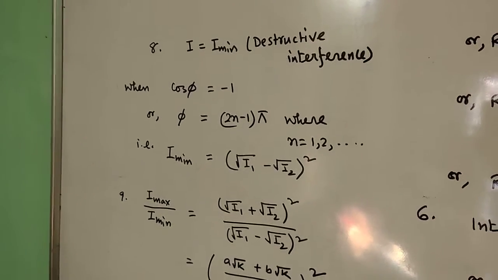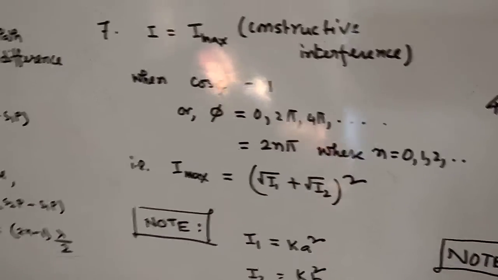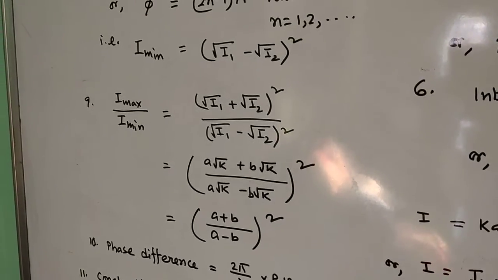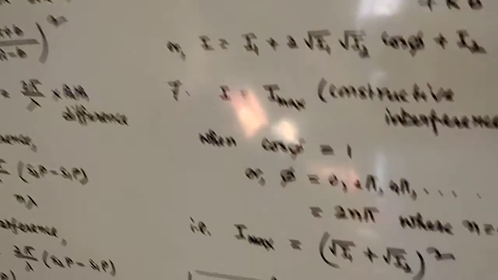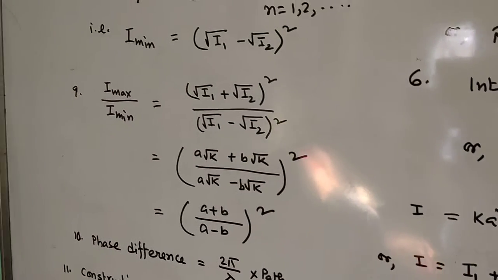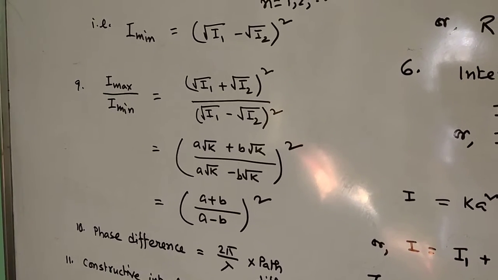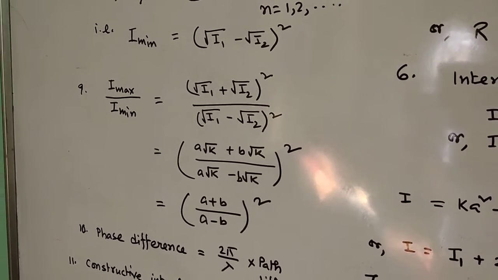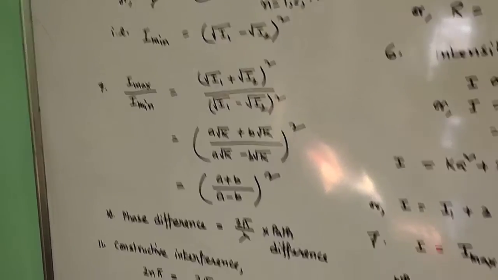If you take the ratio I max by I minimum, I max we have already defined as root over I1 plus root over I2 whole square, and I minimum is root over I1 minus root over I2 whole square. Under that case you can substitute from here. Root over I1 is a root k and root over I2 is b root k, so root k goes off, and we get a plus b by a minus b, whole square. Here a and b are the amplitudes of the individual waves that come from S1 and S2.